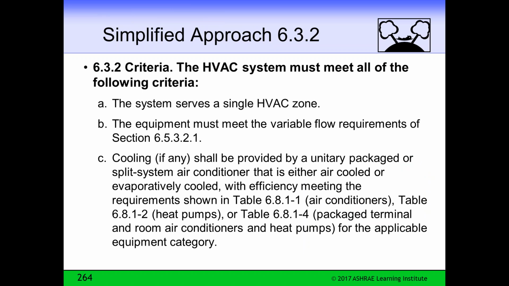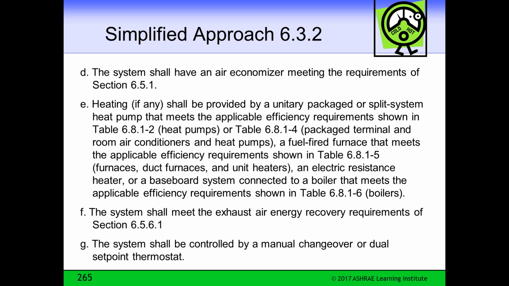A, the system serves a single HVAC zone. B, the equipment must meet the variable flow requirements of 6.5.3. So these are all the requirements that we've gone through, all the prescriptive requirements. We have to have a unitary packaged or split system conditioner that is either air cooled or evaporative cooled, and the efficiency must meet the tables. The system must have an air economizer.